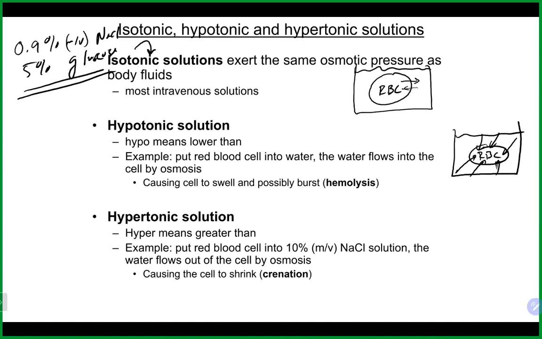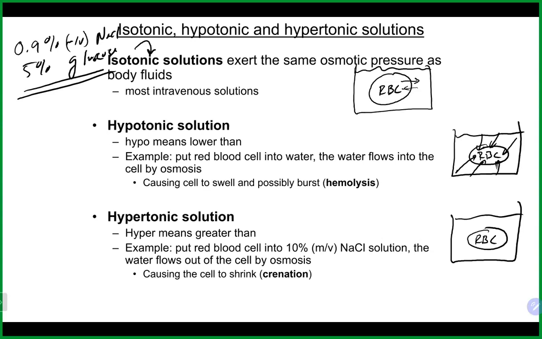Now, anything that's less than 0.9% sodium chloride or less than 5% glucose would be considered a hypotonic solution. A hypertonic solution is the opposite. Hyper means greater than, so that is a solution that has a greater osmotic pressure. So if we take our same sad red blood cell here, and outside of the cell is a hypertonic solution, that means outside of the cell is actually more concentrated than inside the cell.